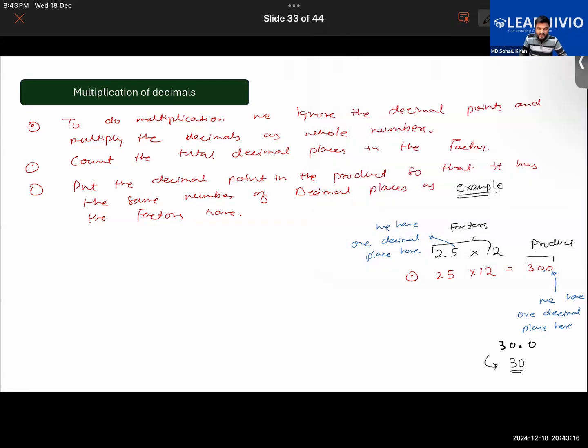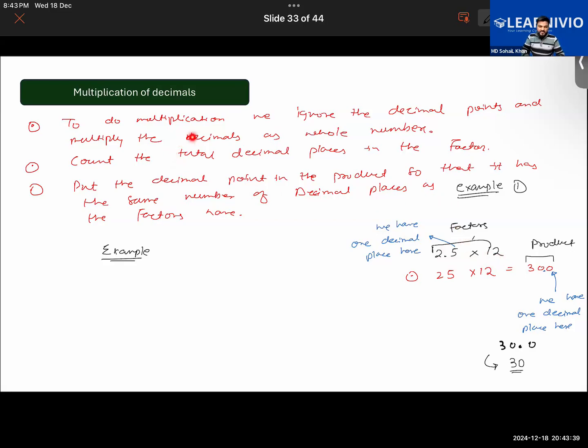Okay, this was a simple example. Consider another example for you. Suppose the number were like this; call this example one, and you have example two, in which we are multiplying a decimal with another decimal number. Like here, you have multiplied a decimal with a natural number 12.